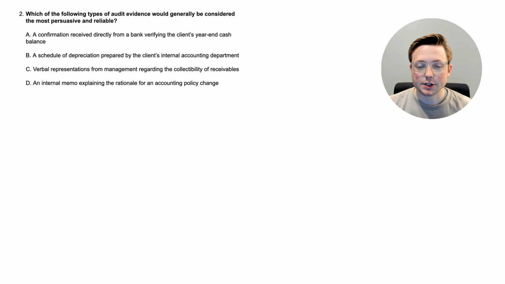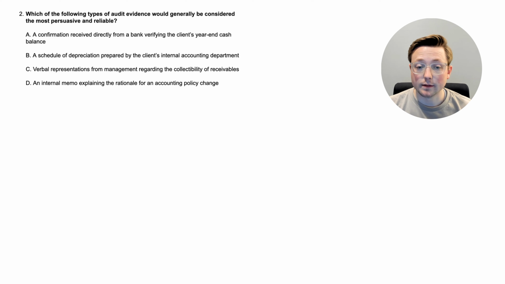All right, here we are at question 2. Which of the following types of audit evidence would generally be considered the most persuasive and reliable? So this was slightly mentioned in the first question, but let's talk about this a little bit more. Option A, a confirmation received directly from a bank verifying the client's year-end cash balance.